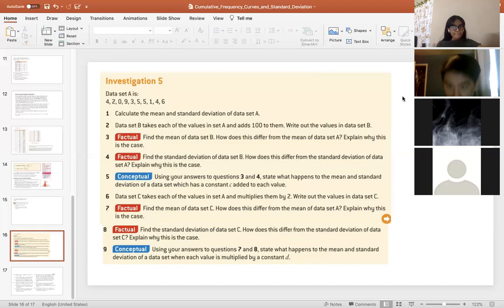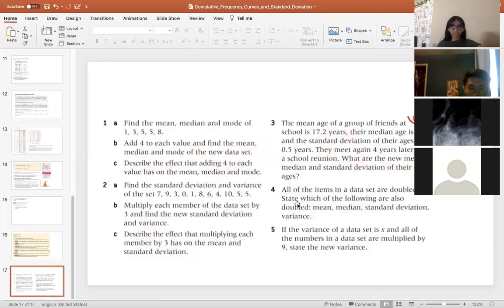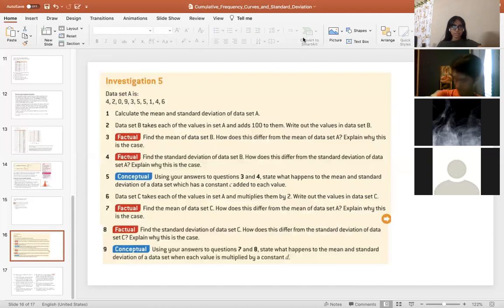So, are we gonna finish the other one? If you want, we could do 16, and then we could jump right back into the other side. Yeah, it'll take a minute. If that's cool with you. Okay, cool. So, the data set A is 4, 2, 0, 9, 3, 5, 5, 1, 4, 6. So I'm gonna put all of those numbers into my calculator first.